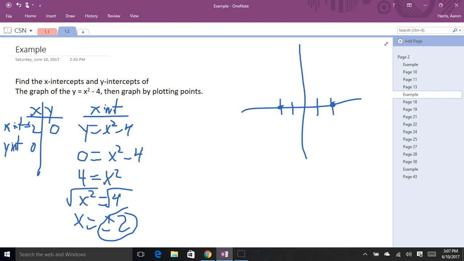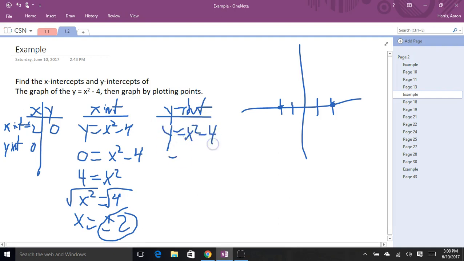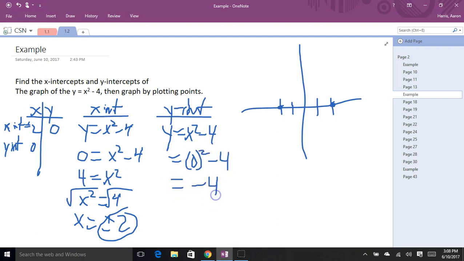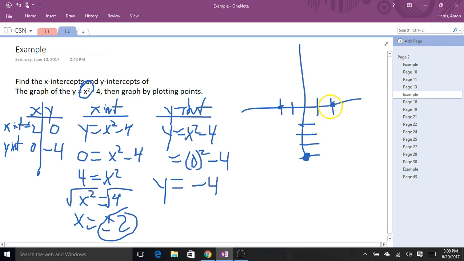Now let's find our y-intercept by letting x be 0 this time in the equation. So this time x is 0. So it looks like we end up getting y is -4. So there's a point 0, comma -4. Now this thing is a quadratic, you notice, x squared, right? And you notice it's symmetrical. Here you have this point 2, 0, over here you have this point -2, 0. You got this point 0, negative 4.